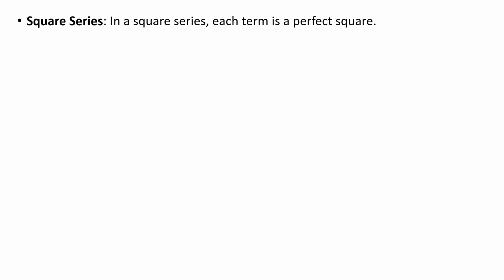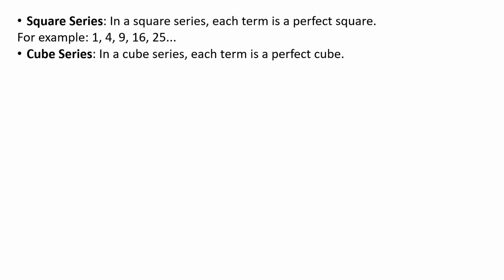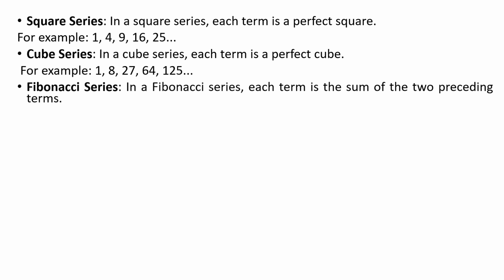Square series. Here each term will be a perfect square. For example, 1, 4, 9, 16, 25. Here 1 is 1 square, 4 is 2 square, 9 is 3 square, 16 is 4 square. So squares of all the natural numbers. Cube series. Each term will be a perfect cube. Like 1, 8, 27, 64. 1 is 1 cube, 8 is 2 cube, 27 is 3 cube, 64 is 4 cube. So perfect cubes of all the natural numbers.